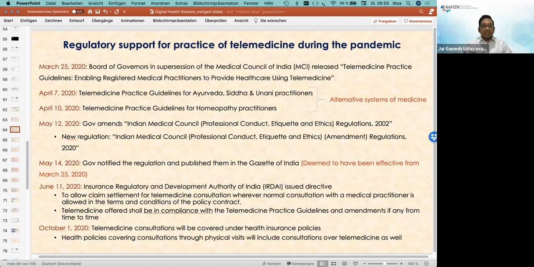And then, by the month of June, the Insurance Regulatory Development Authority of India, whose insurance providers had so far not been covering telemedicine consultations, once the regulator brought in these amendments, that kicked in. So from June, and of course from October 2020, telemedicine consultations are covered by the insurance players in India. They didn't need a separate policy for that. This is going to be one of the major success factors for further wider acceptance and adoption of telemedicine in the country. Next slide, please.